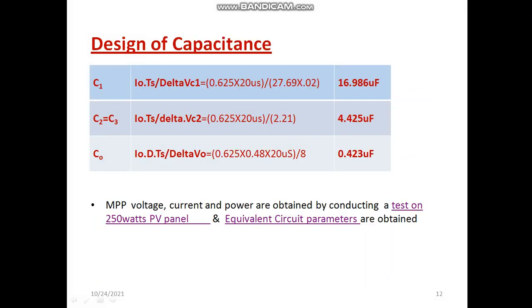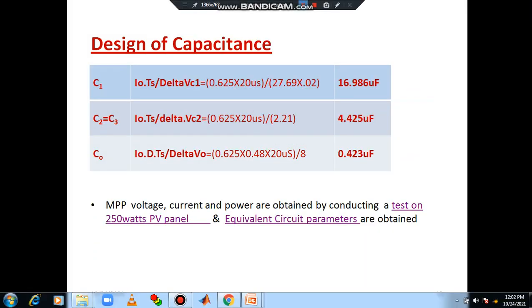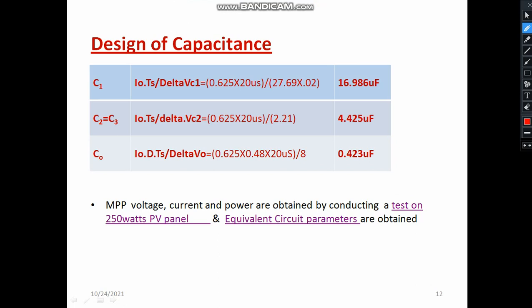And the next is the design of capacitors. As far as the design of capacitor is concerned, first I computed the value of switched capacitors. This is the equation for computation of switched capacitor, and this delta VC will be the ripple voltage. I have chosen it as 2.21%. The value of switched capacitors is 4.425 microfarad.